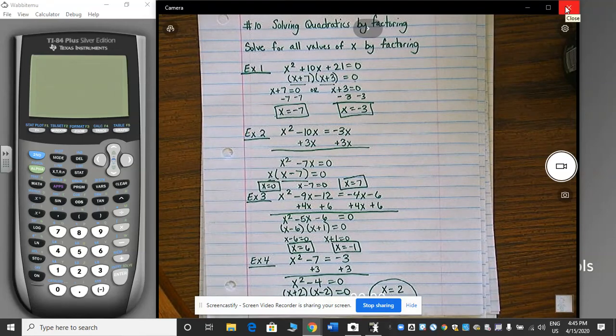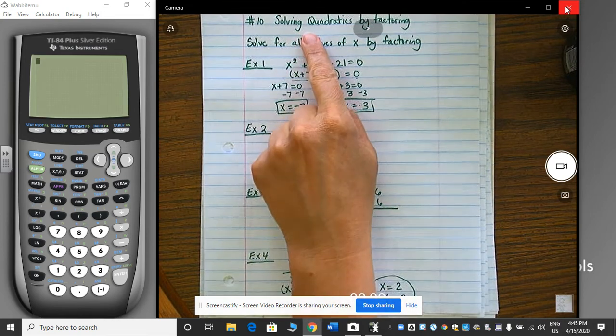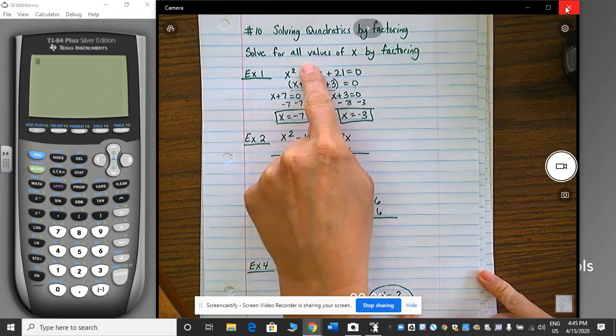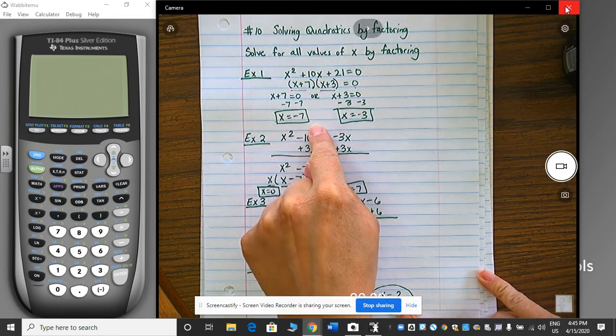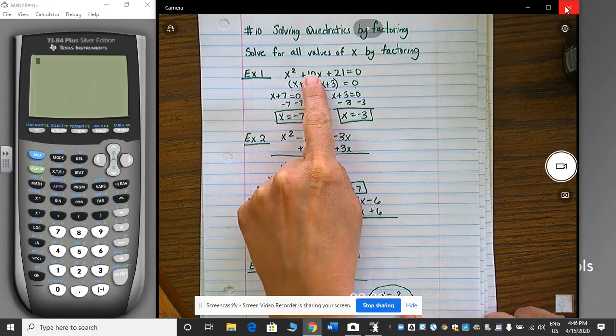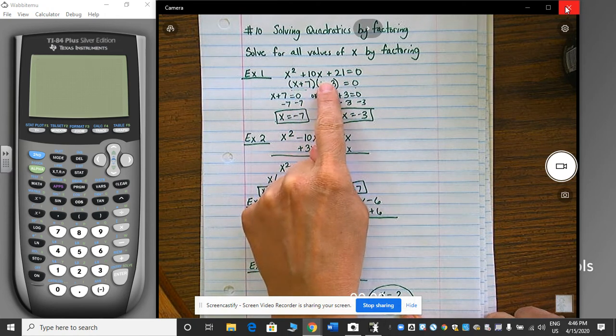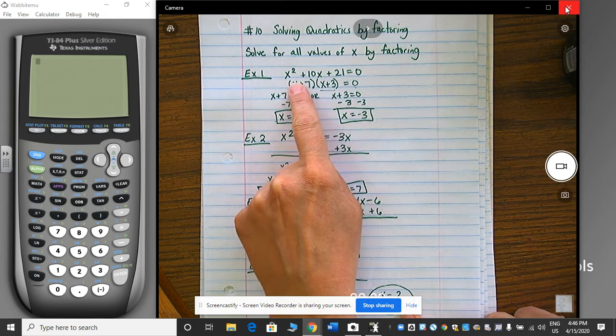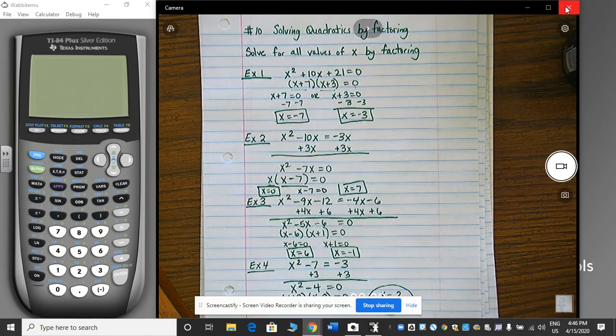So this lesson is the continuation of solving quadratics by factoring. What I want to focus attention on is once I know how to solve a quadratic using factoring, I want to connect that to graphing it on the graphing calculator. So if I'm looking at solving this equation right here, I'm going to graph the corresponding equation y equals x squared plus 10x plus 21.